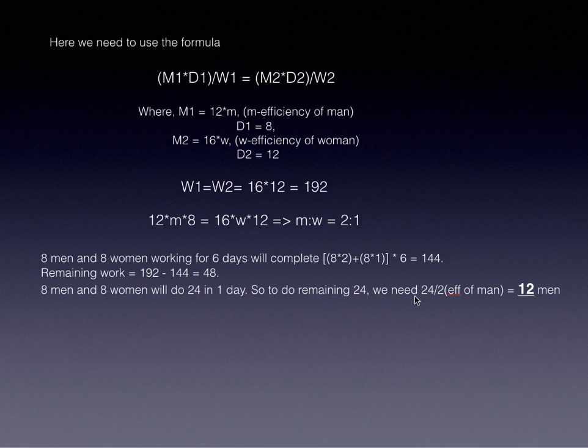So we need, see, in one day 24 will be done, but we need to do another 24 more to complete 48 in one day. Therefore, divide the 24, that is the work to be done, by the efficiency of man, that is 2. Therefore, we get 12. Therefore, 12 more men are needed to complete the whole work, that is 48, in one day.